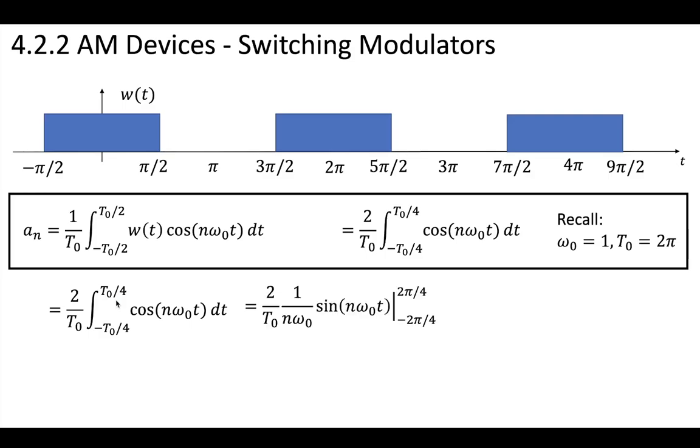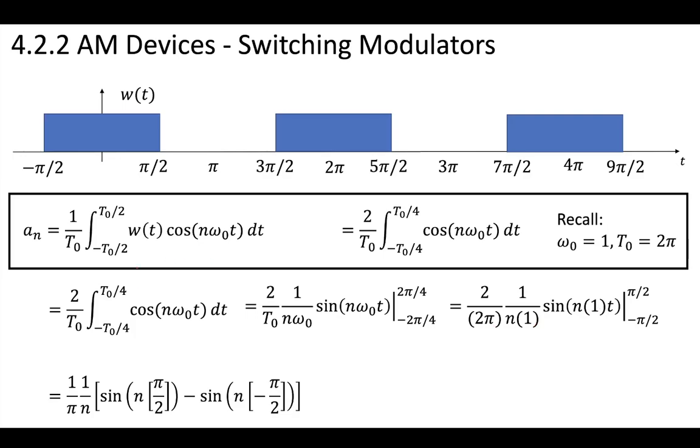Now we will perform the integral. We have this sine value. We need to evaluate from minus 2 pi quarter to 2 pi quarter. We'll simplify this to being minus pi half to pi half. We will substitute our omega naught. So this value, omega naught, is actually 1, right? So for this pulse, we have a radial frequency of 1. So we will substitute that in. We've substituted in our period, our radial frequency, and so on.